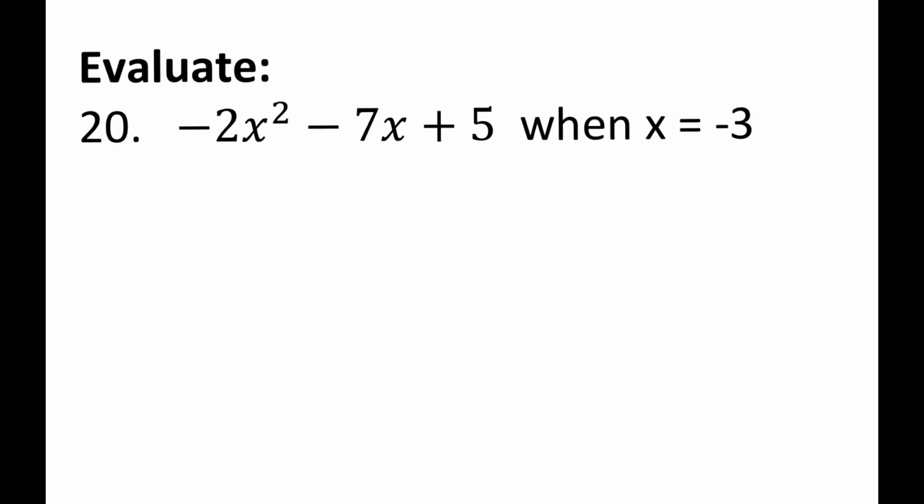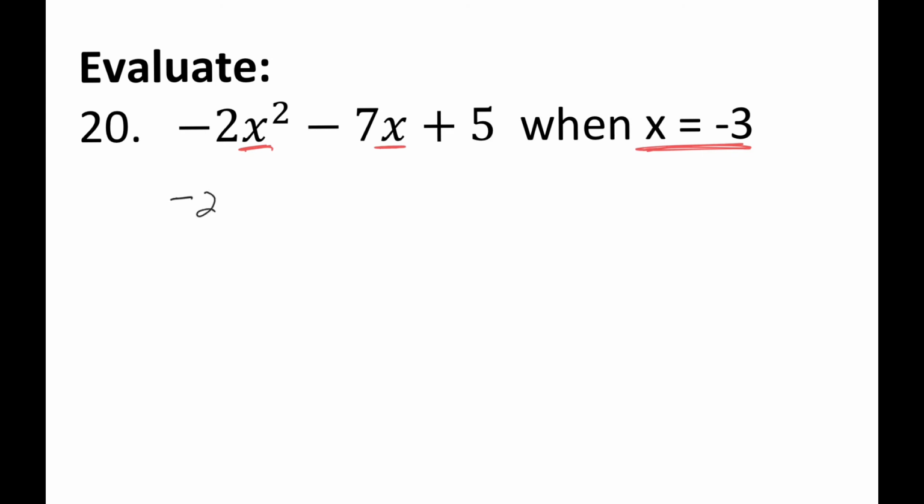Next one is evaluating. You're not solving, but you guys need to substitute and find the value of the expression. So we have a negative 2x squared minus 7x plus 5, and they say x equals -3. So I need to substitute that value, this number x equals -3, into the x in the expression. So we have those x's there.